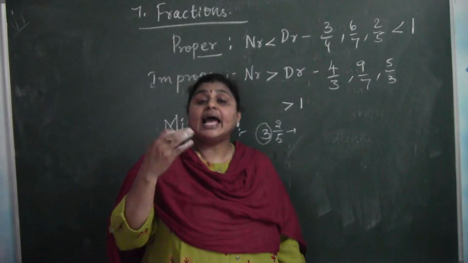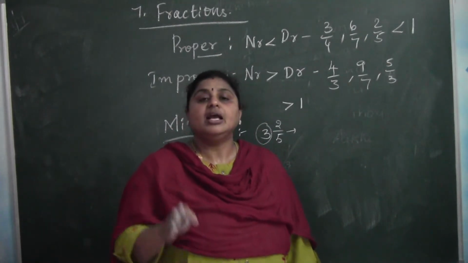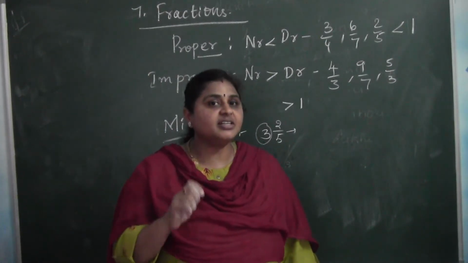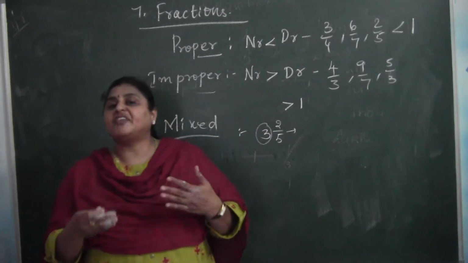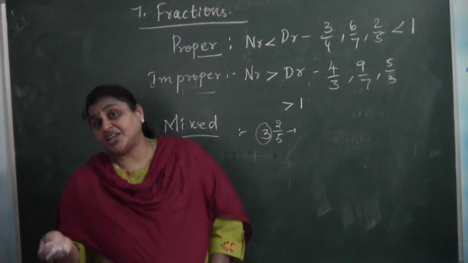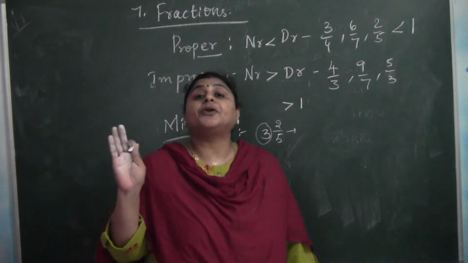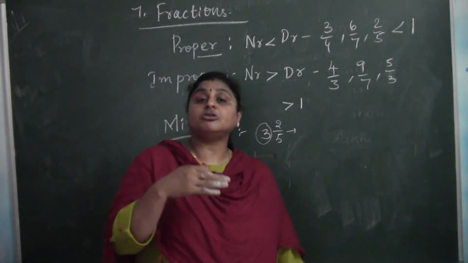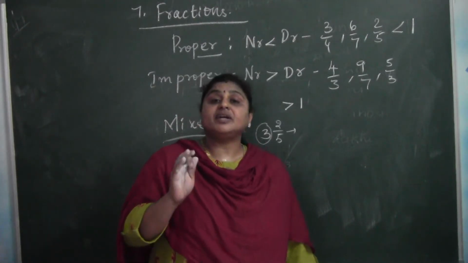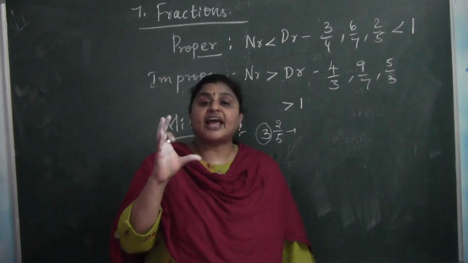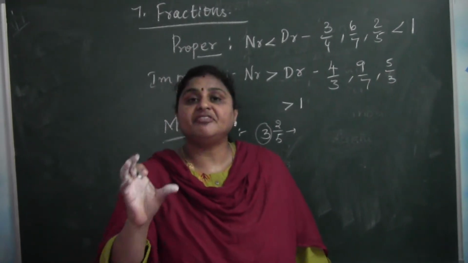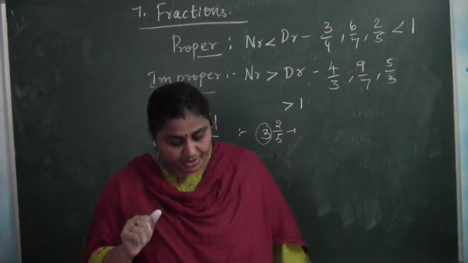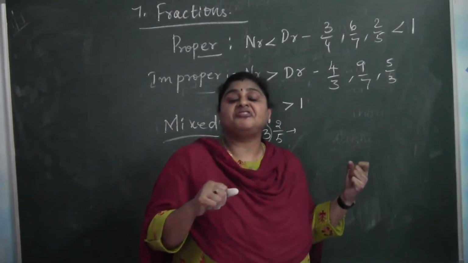You can convert an improper fraction to a mixed fraction. That's why an improper fraction cannot be a part of a mixed fraction. That is the difference. Got it? And all improper fractions can be converted into mixed fractions, but we cannot convert proper fractions into mixed fractions. Got it? And mixed fractions also can be converted. When you are converting a mixed fraction, the fraction you get is always an improper fraction, not a proper fraction. Got it, children? So this is about your three varieties of fraction.